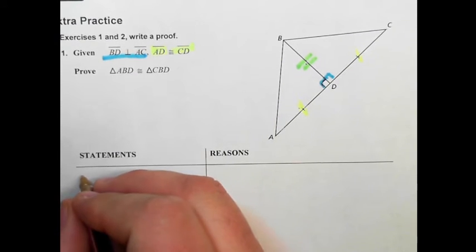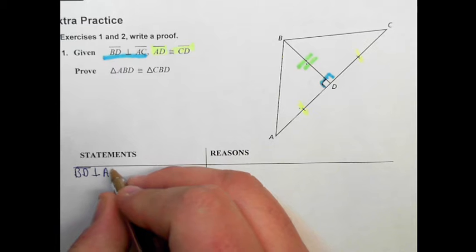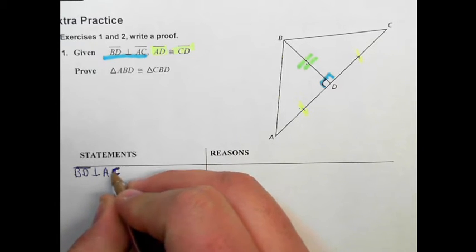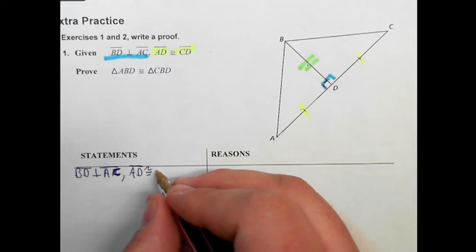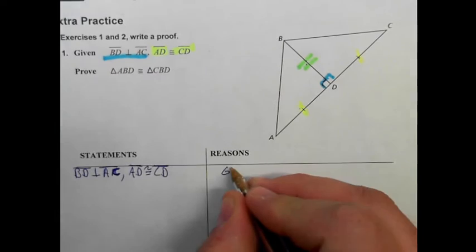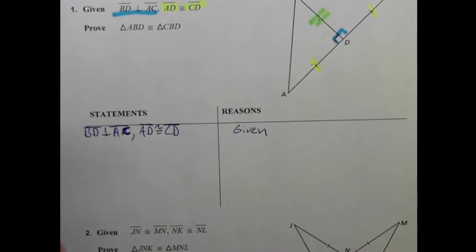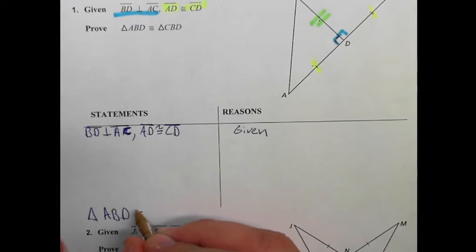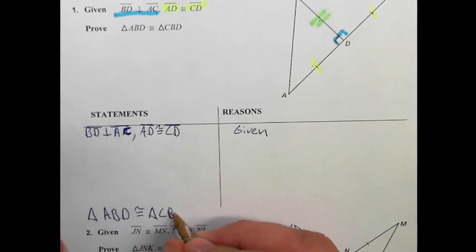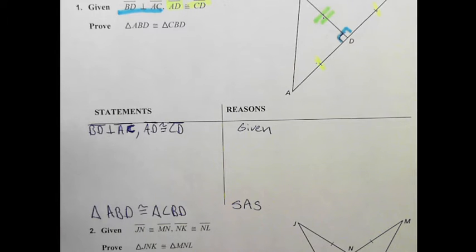So the first thing I'm going to do is just list what's given to me. I'm going to list that line segment BD is perpendicular to AC, and AD is congruent to CD. That was given to me. Now here's the other interesting thing. I know what the answer is supposed to be. I'm supposed to prove that triangle ABD is congruent to CBD, and I know that I'm supposed to prove it using the side angle side theorem. So now I just got to fill in the blank spots.